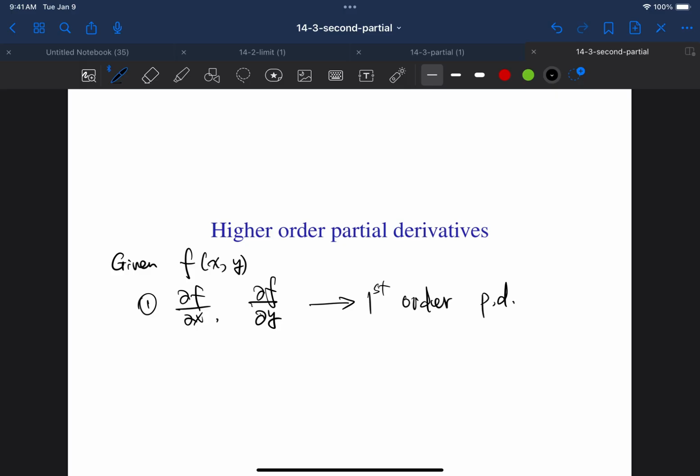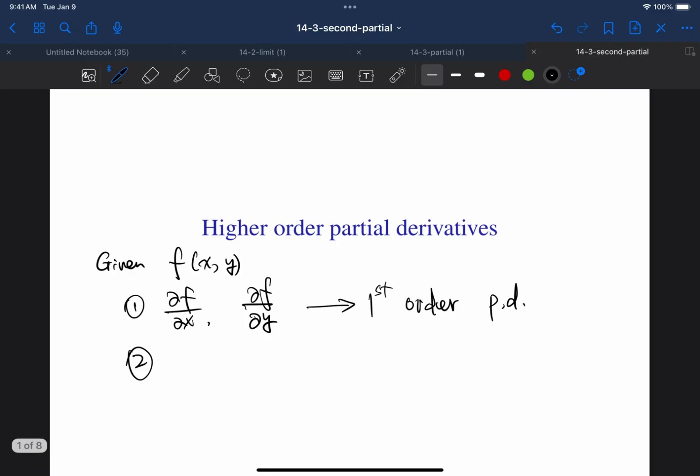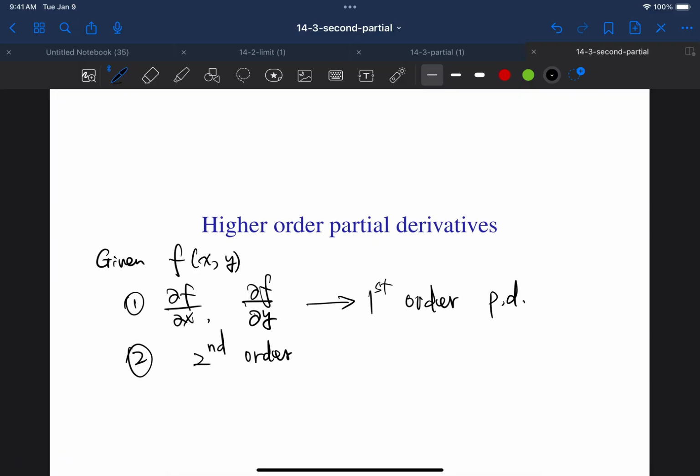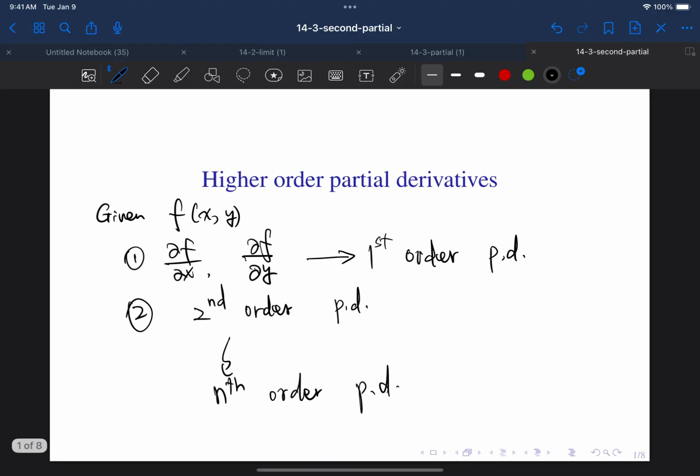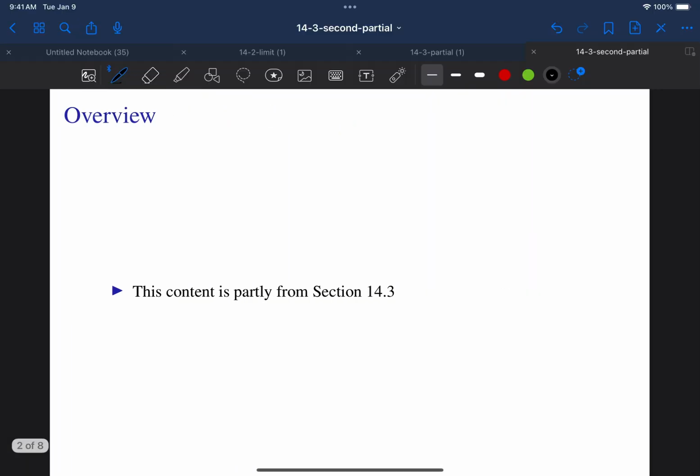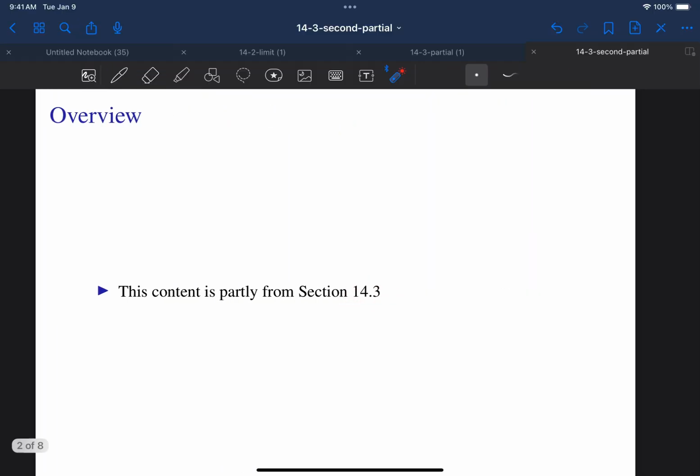In other words, if I talk about computing first order partial derivatives, you are going to derive two formulas. One is partial x, one is with respect to y. Now, if we repeat this procedure on top of these two functions, first order derivatives, then we can get second order derivatives. So repeating, we can get second order, and then we can generalize in theory to any order partial derivatives. So this part is partially from section 14.3.